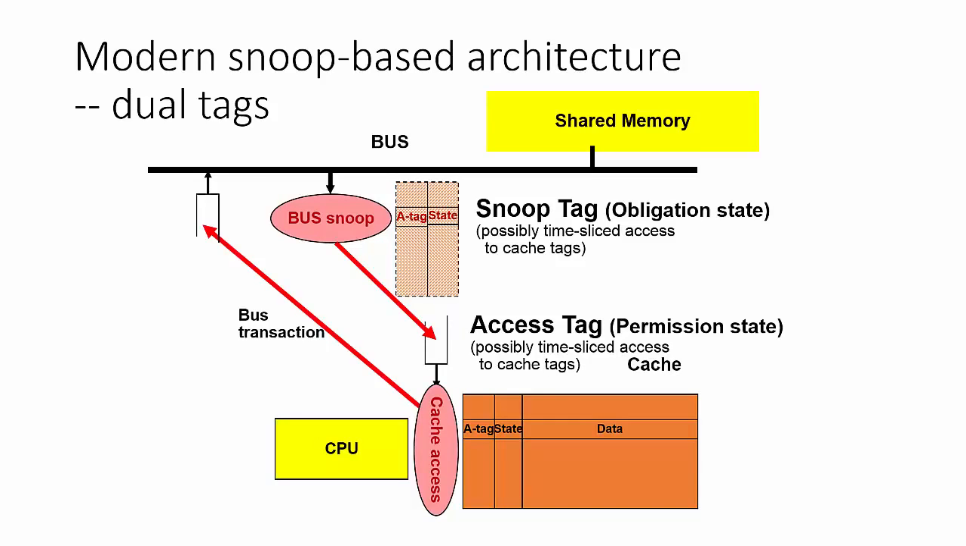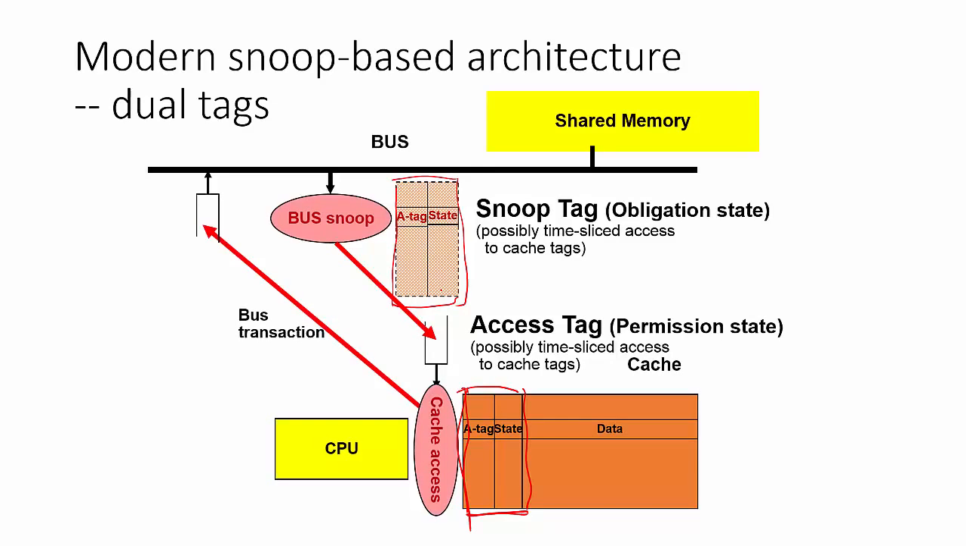If we look closer into the design of a snoop-based cache-coherent architecture, we'll see that it's not as simple as what we saw before. In fact, in order to get full access to the cache from the CPU, we typically duplicate the tags, which means that the address tags and the state bits get duplicated in a separate hardware mechanism, so that the CPU can access the address tag at the same time as the bus snoop, when you snoop on the bus for looking up in the cache memory.